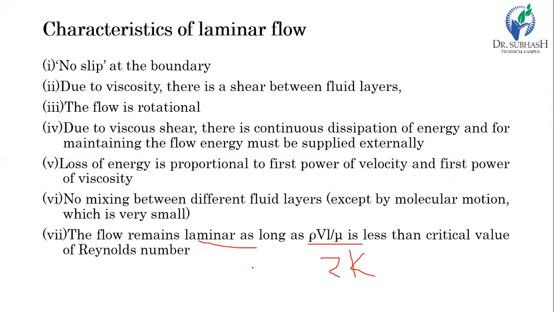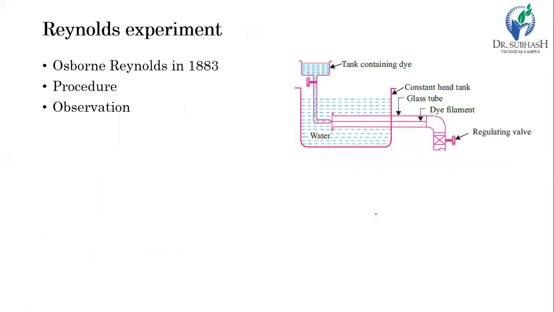So after considering the characteristic, let's study the Reynolds experiment, on the basis of which Reynolds derived the critical value of the Reynolds number for the transition from laminar flow to the transient flow to the turbulent flow. Let's first understand the instrument.